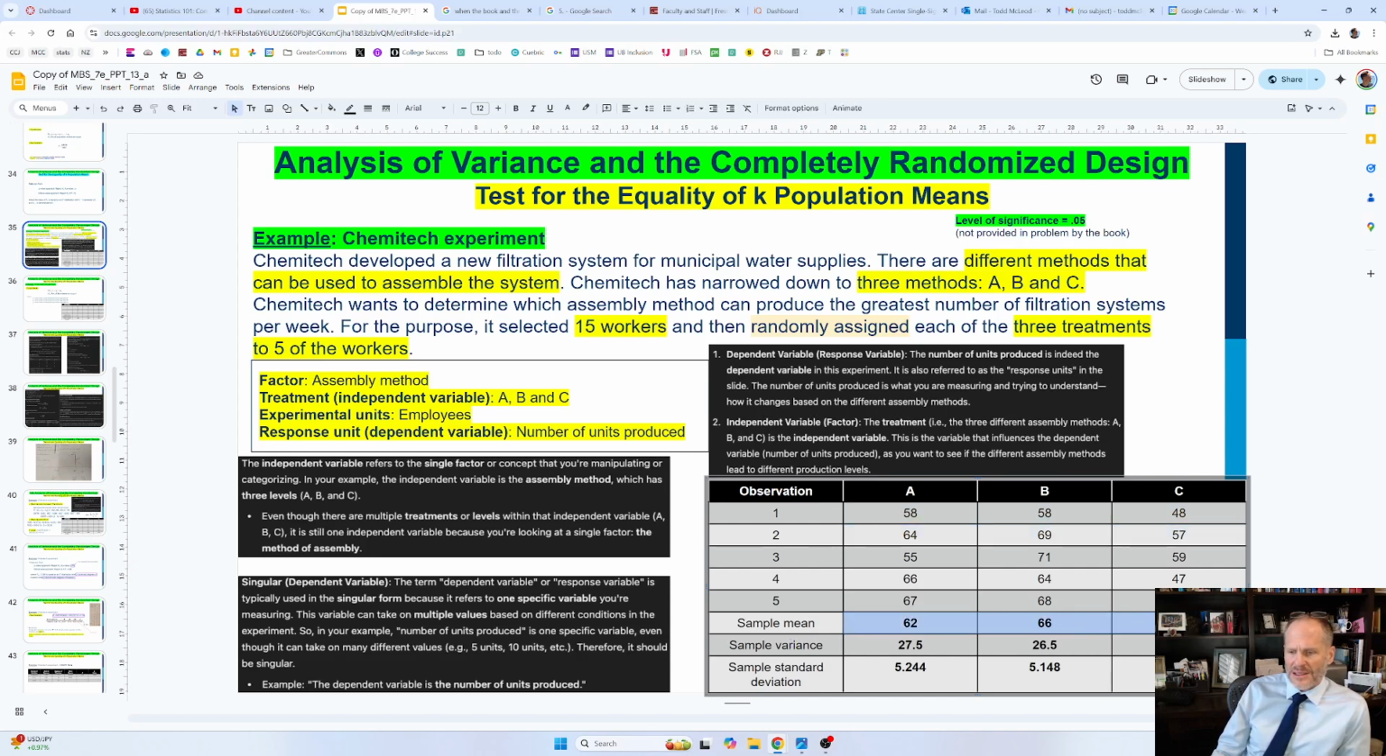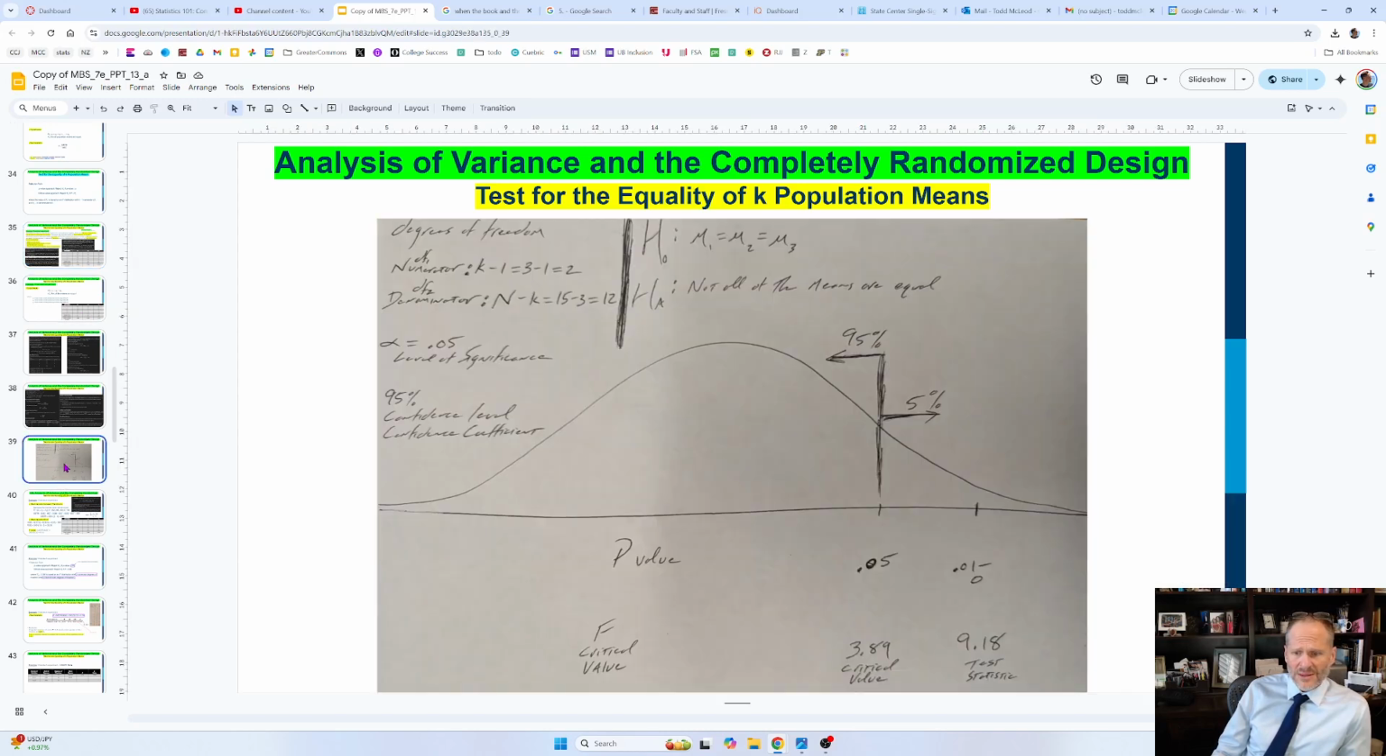You get the sample means, you get the sample variance, and then you get the sample standard deviation. And here we're doing analysis of variance to test for the equality of k population means with an experiment. When we do all of that, we get this right here. And so we get level of significance is 0.05, 95% confidence level. Our critical value is 3.89 because we have numerator degrees of freedom and we have denominator degrees of freedom.